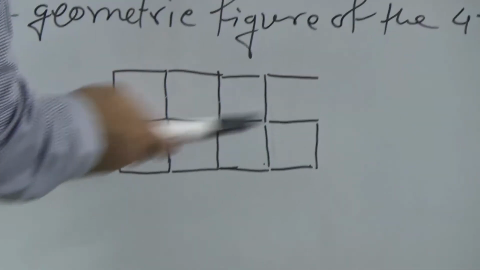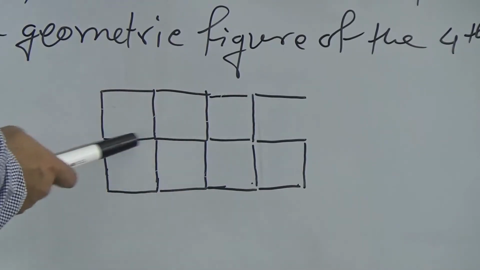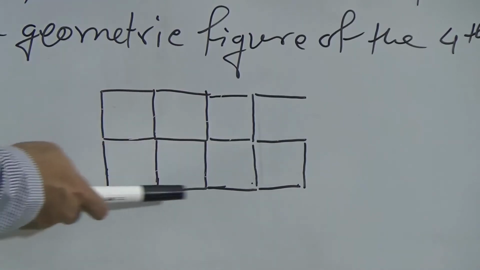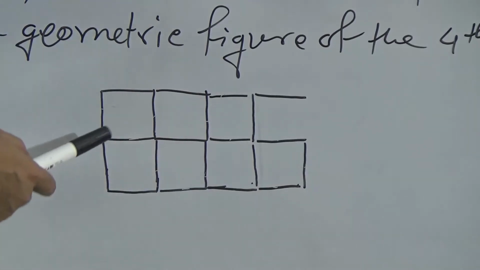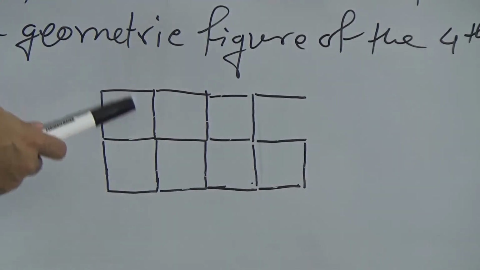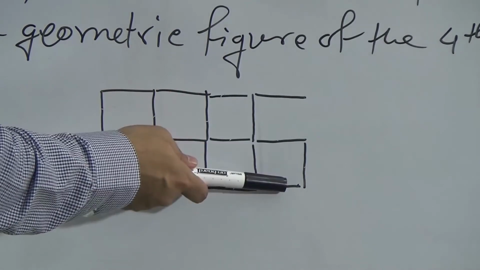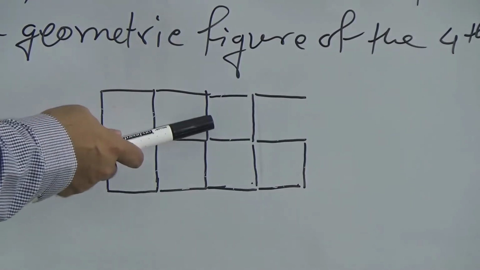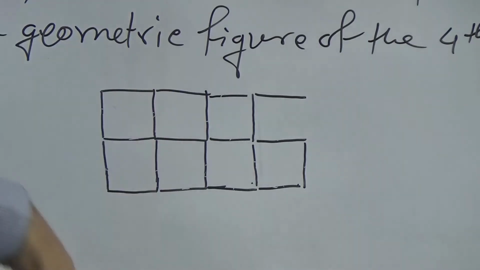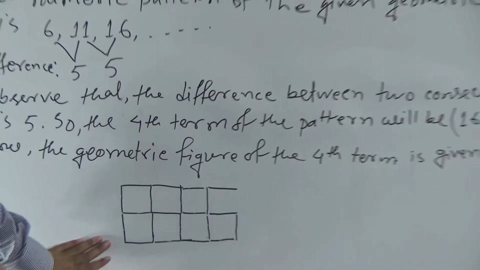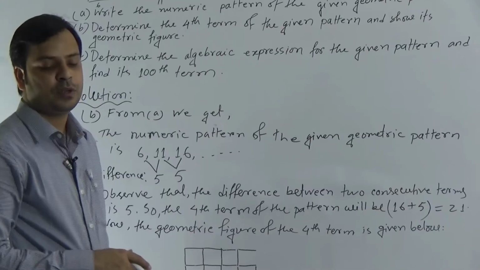1, 2, 3, up to 20. Now this one, count again: 1, 2, 3, up to 12. Now 13, 14, 15, 16, 17, 18, 19, 20, 21. So 21 sticks here. So this is our required figure for the fourth pattern.